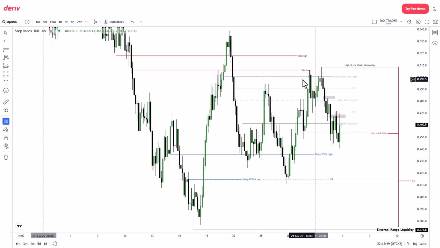We sweep the buy side liquidity pool, and we displace lower, printing our market structure shift. Another fair value gap down here, just below the new week opening price, we printed this particular relative equal lows. And we then came up to fill in the fair value gap itself, respecting, of course, the key level from the higher time frame, 25%. I love how we are closing below the new week fair value gap low. That would be a bit bearish for me if price remains heavy below this particular low.